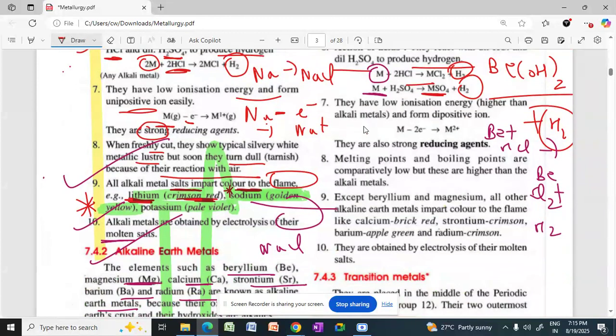Important one: the same thing we discussed in the case of alkali metals also, that they have low ionization energy, but the important thing is that it is higher than the alkali metals. So if anyone asks you that out of alkali metals and alkaline earth metals, which one will have the high ionization energy, tell me.